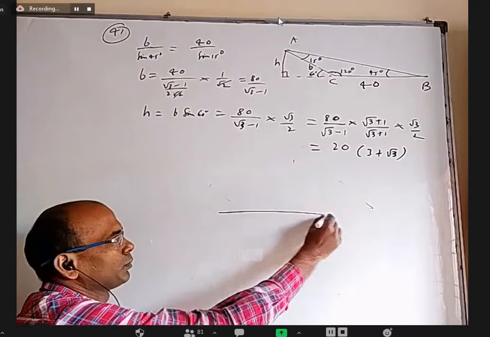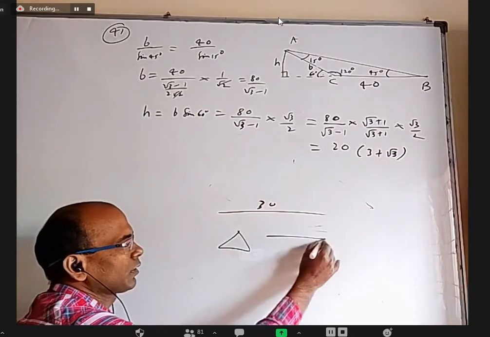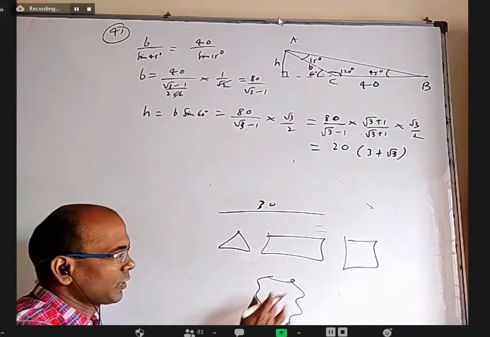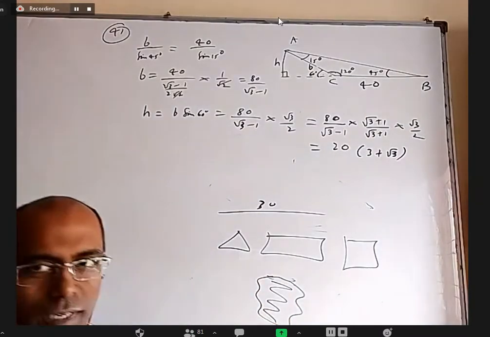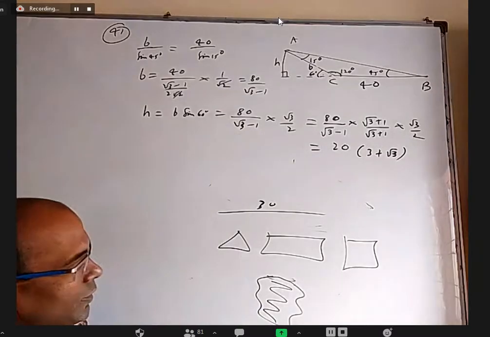I'll give you a rope of length 30 feet. You can make a triangle with it, a rectangle, a square, or a shape like this. I don't care. But I want the area enclosed to be maximum. When will it be maximum? Circle.